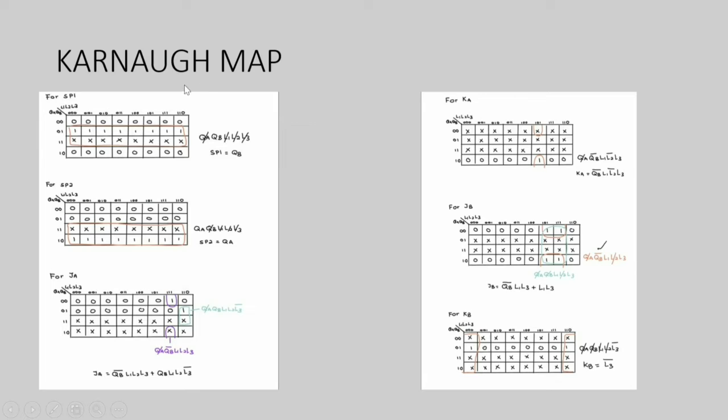So here is my Karnaugh map for SP1. Using K-map, I got SP1 equal to QB, SP2 equal to QA, JA equal to QB bar L1 L2 L3, or QB L1 L2 L3 bar. For KA, I got QB bar L1 L2 bar L3. For JB, QB bar L1 L3, or L1 L3. KB equal to L3 bar.